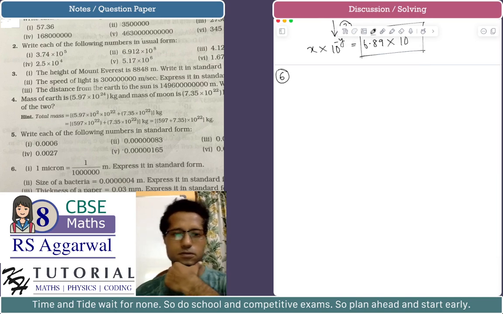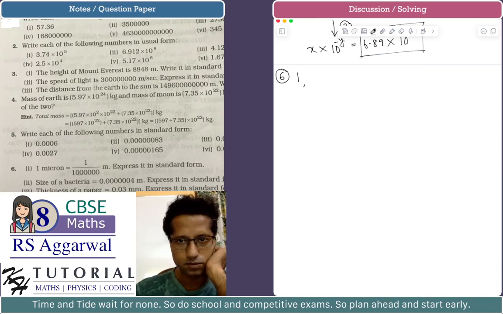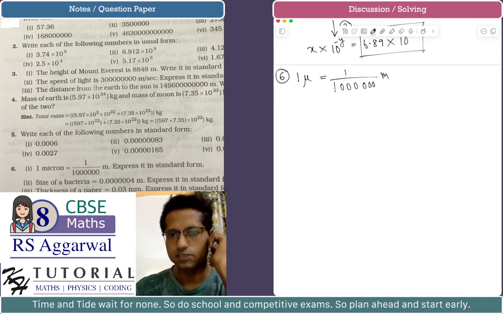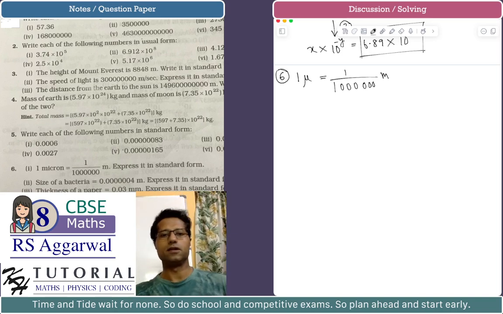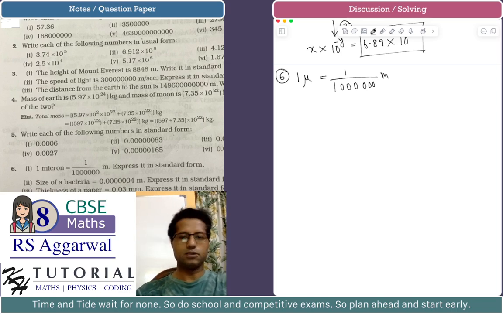Problem number 6 says 1 micron. I guess the symbol of micron is this. So 1 micron is given as 1 by 1, how many zeros? 6 zeros. Okay. 1 by this amount of meter. Express it in standard form. We have to express 1 micron in standard form. So we have to express this thing in standard form.